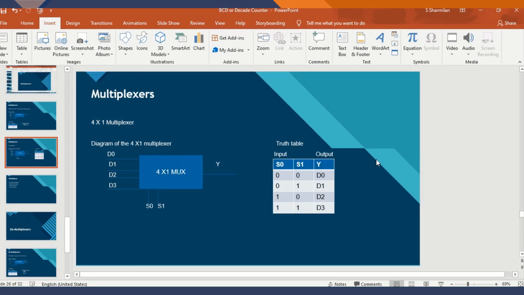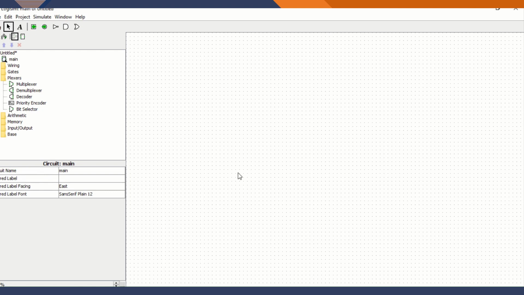Now we are seeing how to implement the 4:1 multiplexer in the Logicly simulator. This is the diagram of the 4:1 multiplexer. This is the truth table of the 4:1 multiplexer.